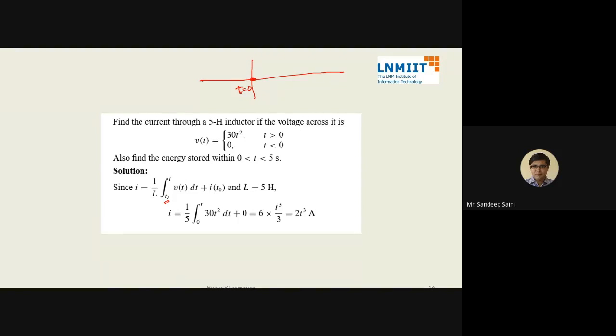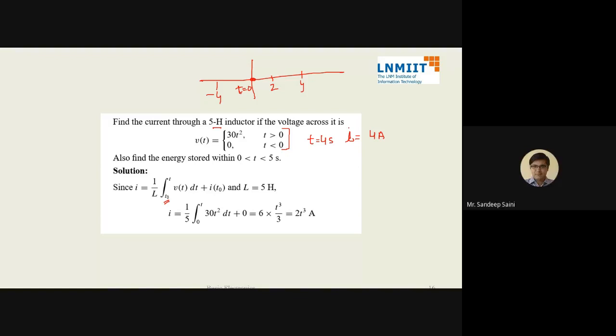There can be multiple points when the circuit can start. It can start at 2 seconds, 4 seconds, minus 4 seconds. We very specifically ask you for this inductor. These are the equations, and at time equal to 4 seconds, the current in the inductor is 4 ampere.